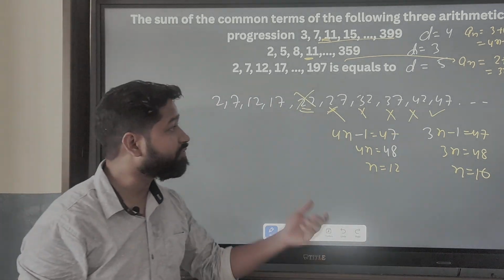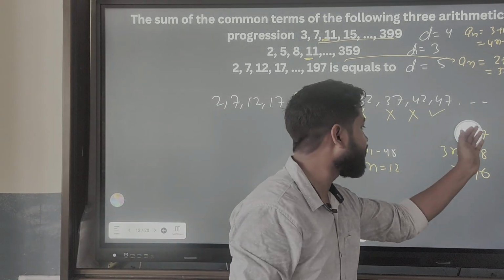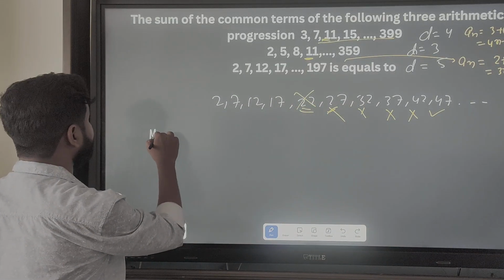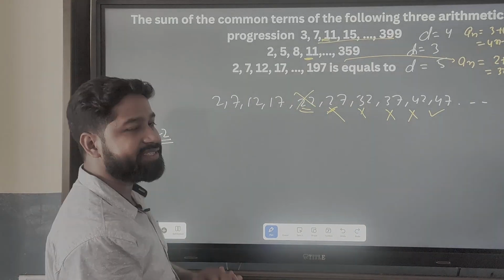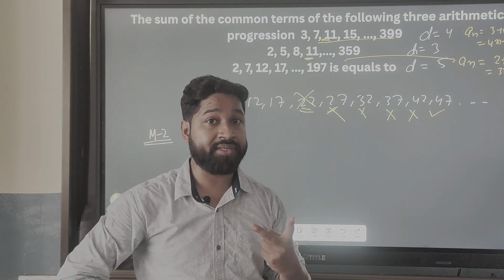So yes sir, the first common term is what? 47, but we'll not do that. Okay students, we will not do this. Instead of this, we'll go for the second approach. That will be quite easy and the smarter one. We'll find the common terms of two APs, right?